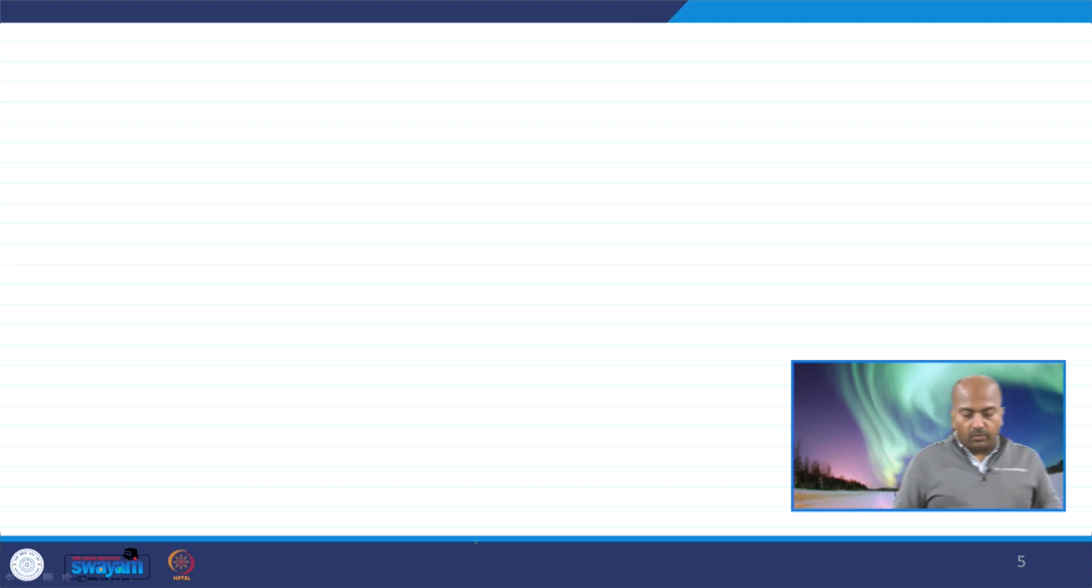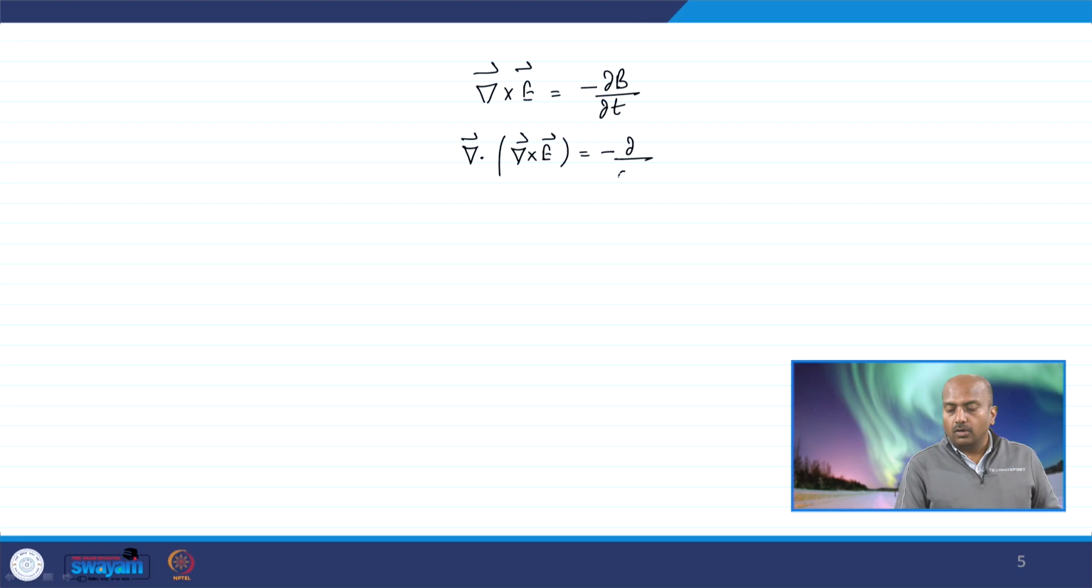So let us look at this equation, del cross B. Let us look at this equation, which is del cross E is equal to minus dou B by dou t. Let us take a dot from the left with del. Del dot del cross E is minus dou by dou t of del dot B. Divergence of curl, we know that it is 0.